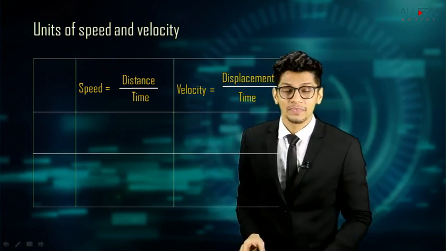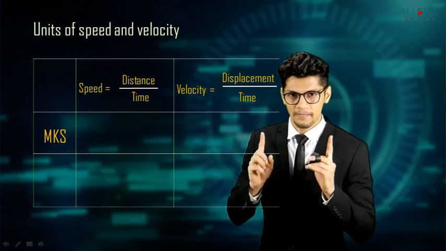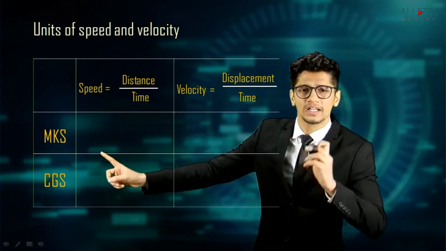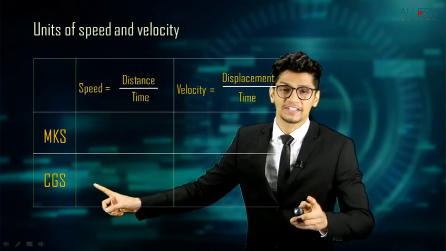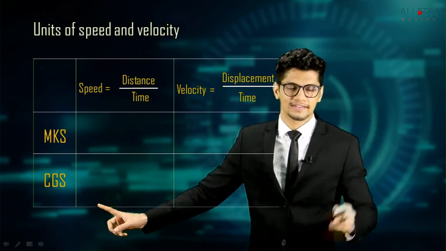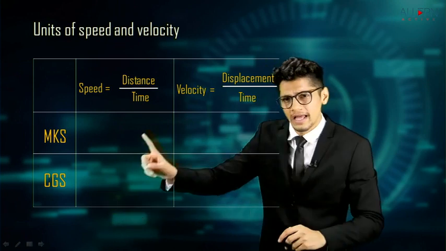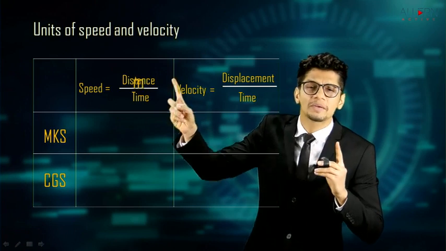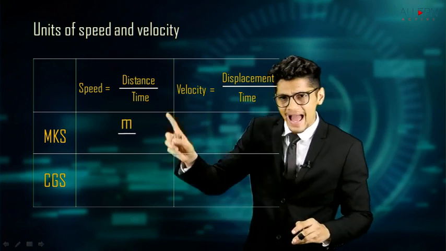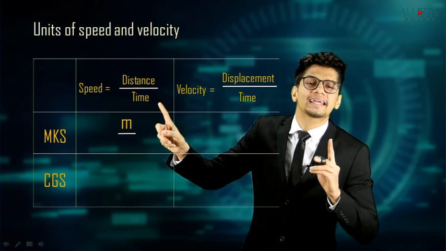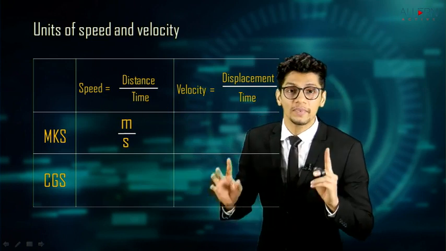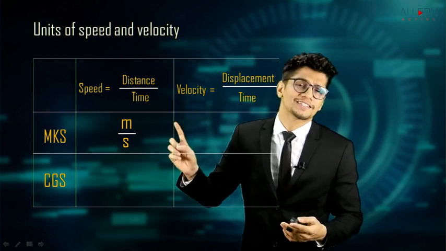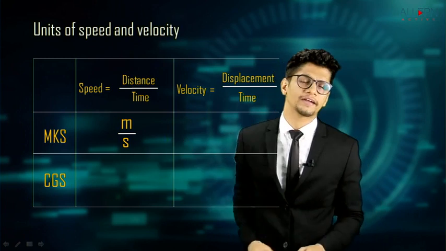Now we have two systems of units, MKS and CGS. MKS stands for meter, kilogram and seconds. CGS stands for centimeter, grams and seconds. Now let's see over here. What should be the SI unit of distance? It should be meters, right? That means we bring meter. And upon time is nothing but seconds, so we have seconds over here. That means the SI unit or the MKS unit we can say of speed is meters per second.